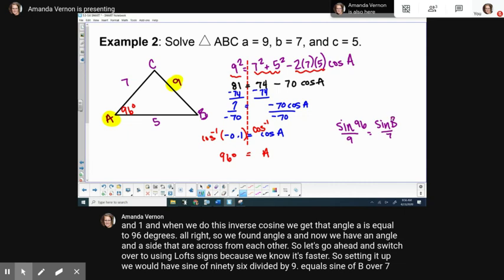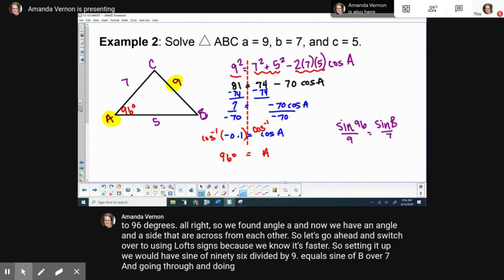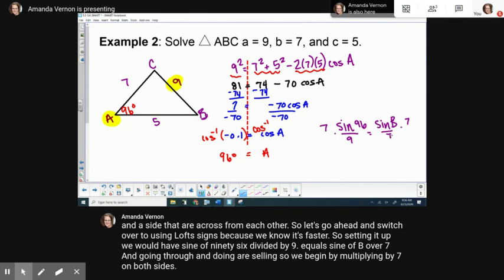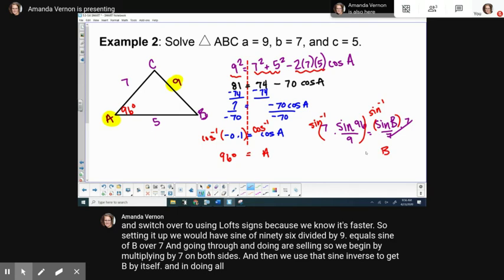And going through and doing our solving, we begin by multiplying by 7 on both sides. And then we use that sine inverse to get b by itself. And in doing all of those calculations, I got that b was equal to 51 degrees.